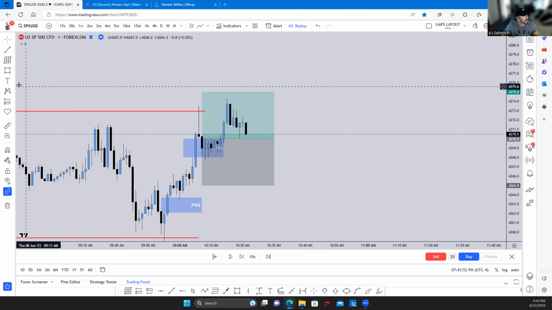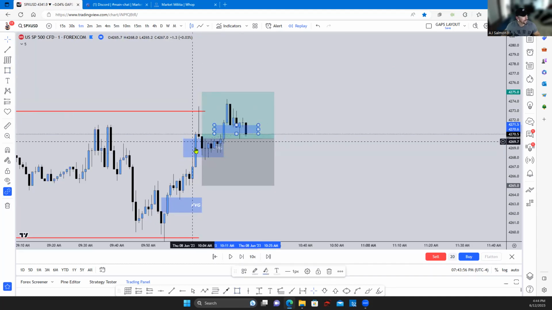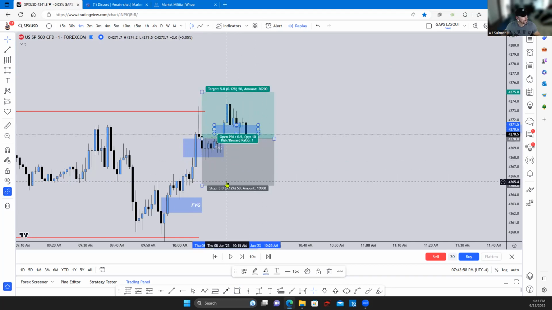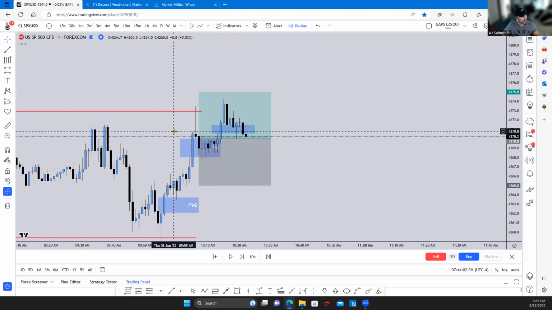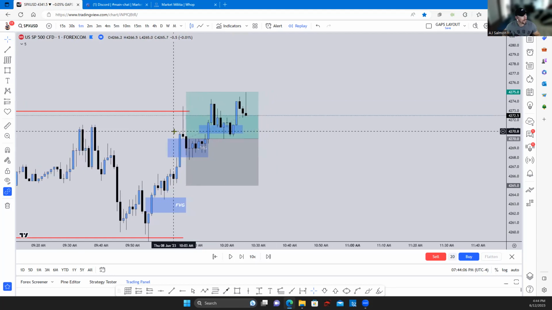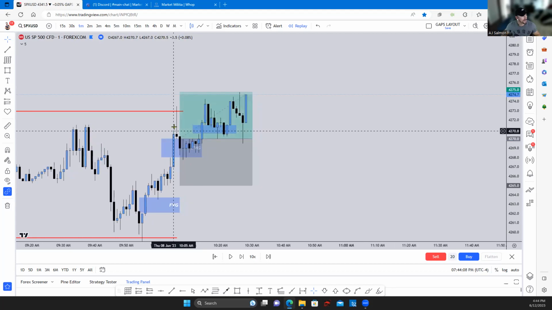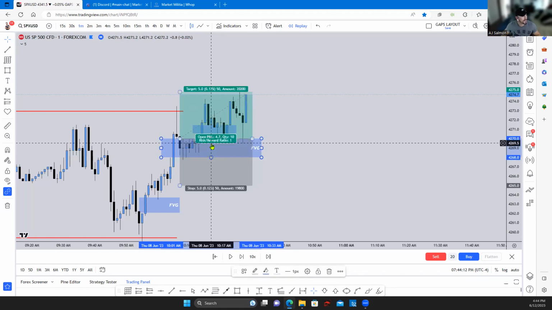So if you notice, we create another fair value gap here. So if you didn't get in there, you can get in here, which stops at 5, take profit at 5. So same rules would apply there. Push up. So we come back, we tap into this fair value gap one more time.